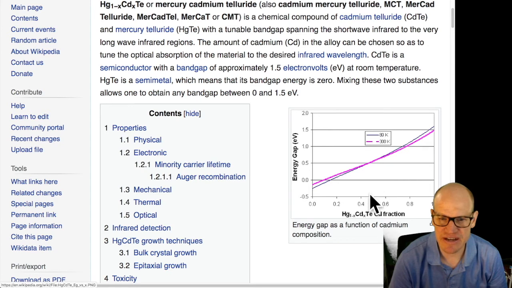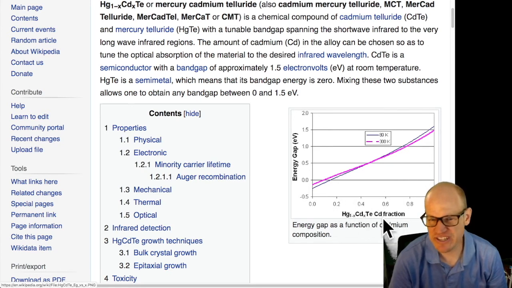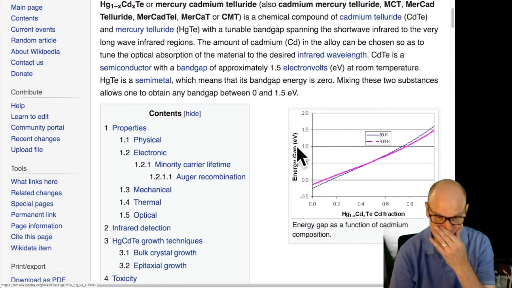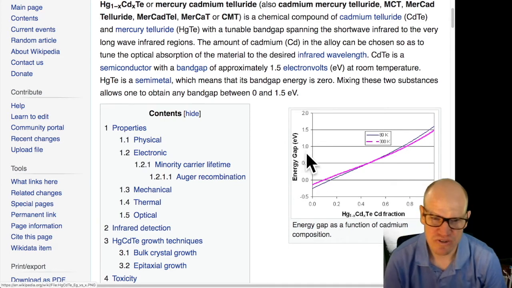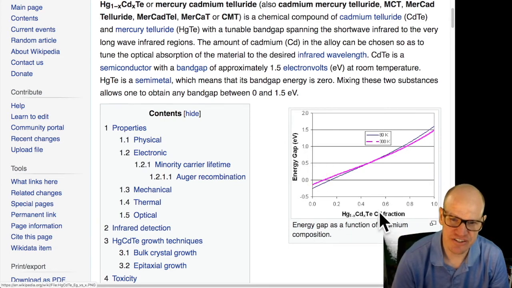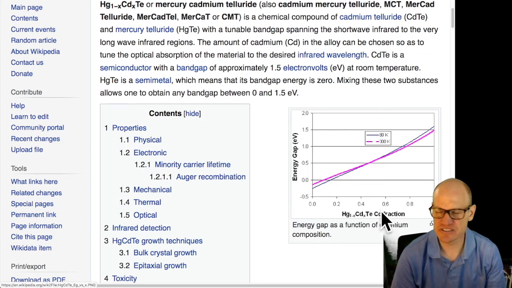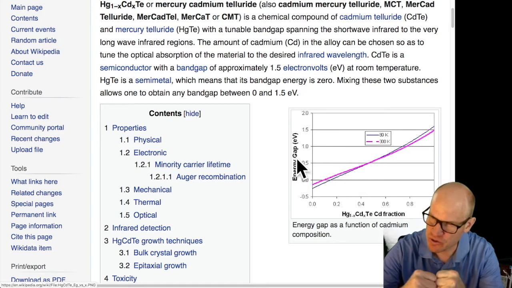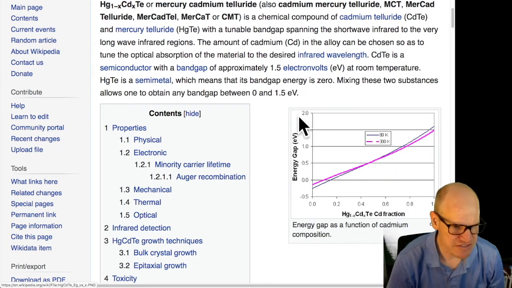And so you can see as you change the fraction, this is how you dope it. You dope it with cadmium, as a function of the cadmium composition, and that gives you a change in the energy gap. So you say, I want to look at a specific energy range, and then you dope it with this substance in order to get the energy gap. You have to overcome that energy gap in order to liberate the electrons as they leave.